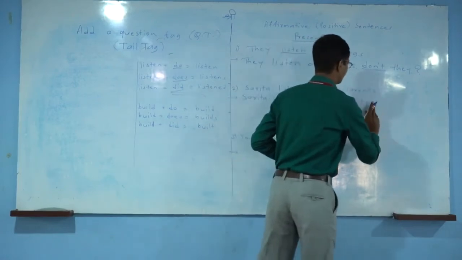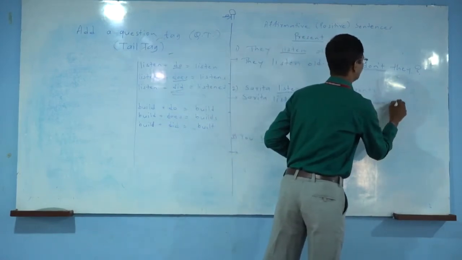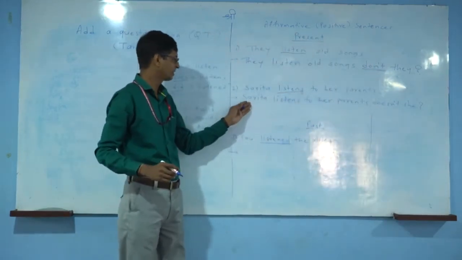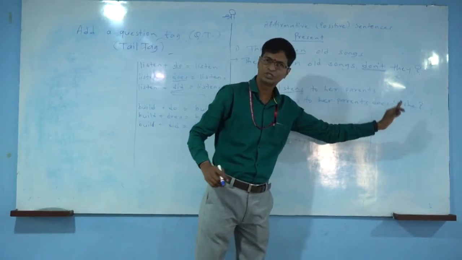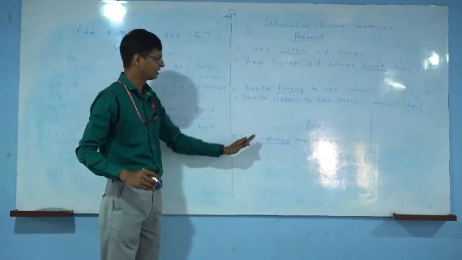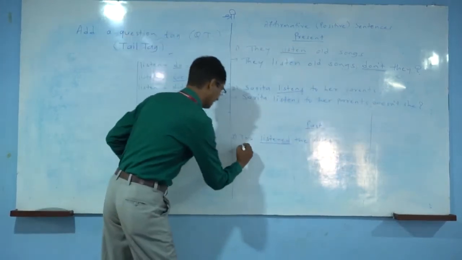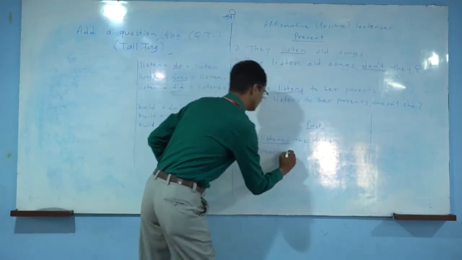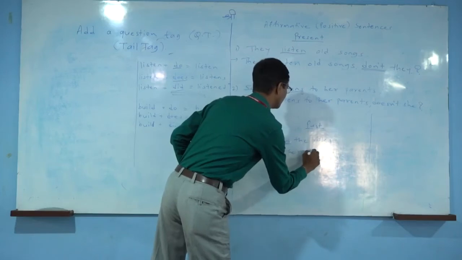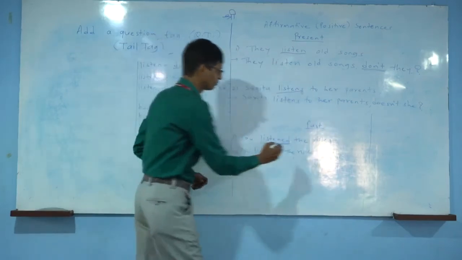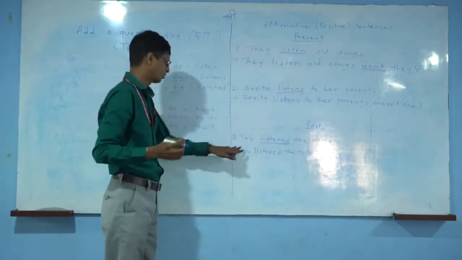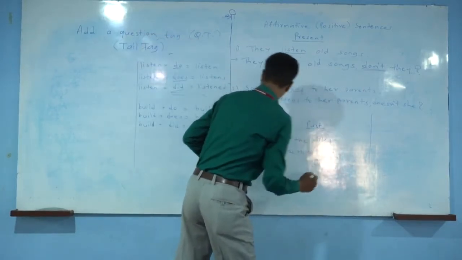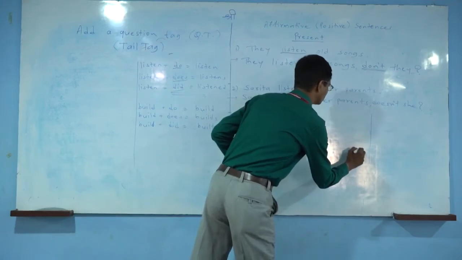Putting a comma, and we are writing here "doesn't she", because she is feminine gender, Sarita. So we are writing here "doesn't she". Now coming to past tense: "You listened the rules", writing it as it is in our answer. "You listened the rules", putting a comma. Comma is very important. If you miss that, you are going to lose your mark. "You listened the rules", did, and the contracted form "didn't". "You" will become "you". So "didn't you".